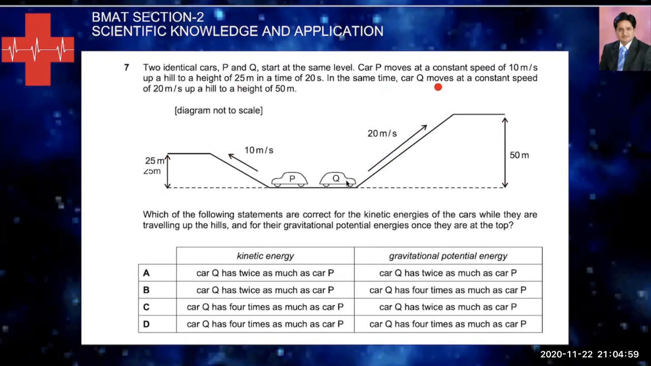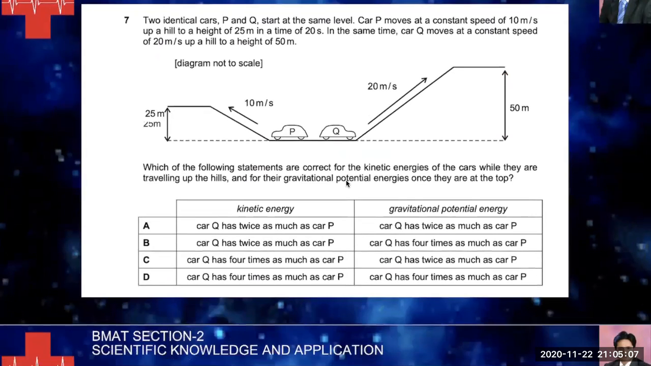In the same time, car Q moves at a constant speed of 20 meters per second up a hill of height 50 meters. So the question they are asking is, which of the following statements are correct for the kinetic energies of the cars while they are traveling up the hills, and for the gravitational potential energy once they are on the top? So you need to know what is kinetic energy and what is gravitational potential energy.